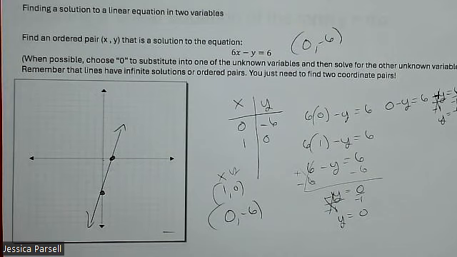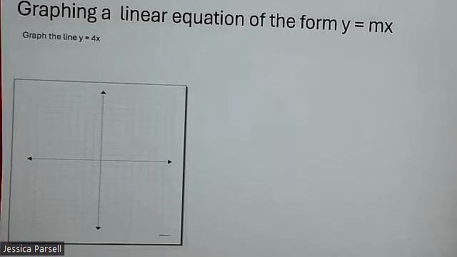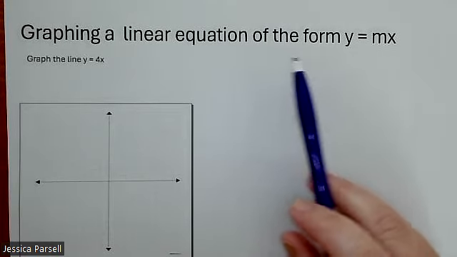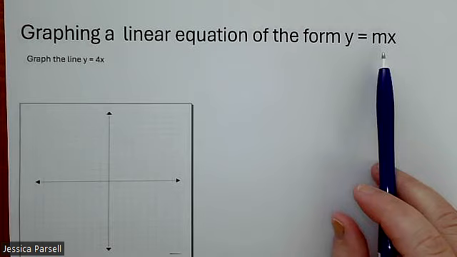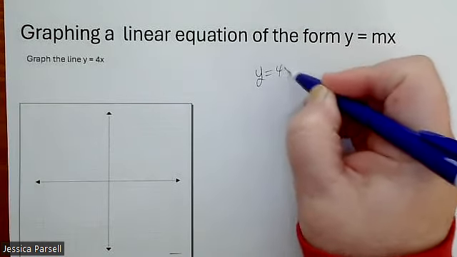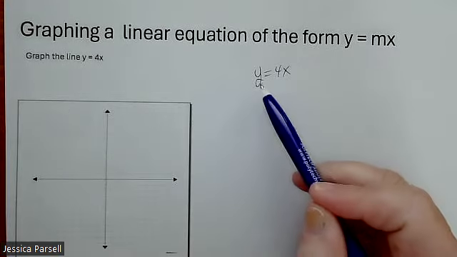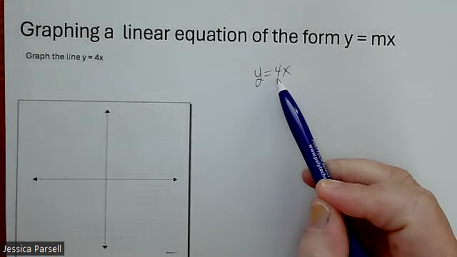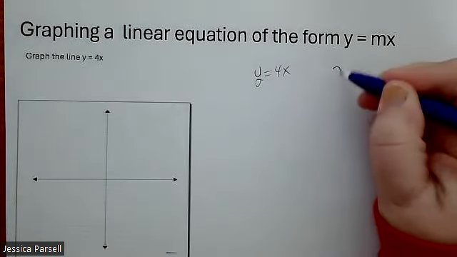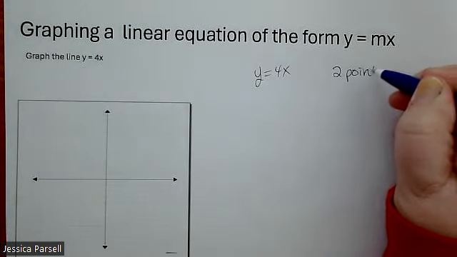All right, let's move to the next concept. Now they're going to give us a line in the equation of the form y equals mx. So they're giving us y equals 4x. Again, just think about this as y, some unknown number, is equal to 4 times some unknown number. So they want us to graph, which means we need to find 2 points, which is fine.